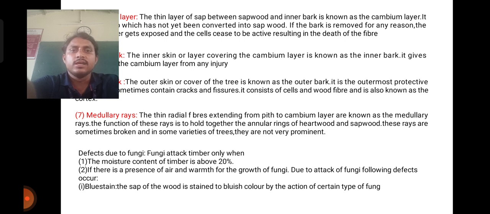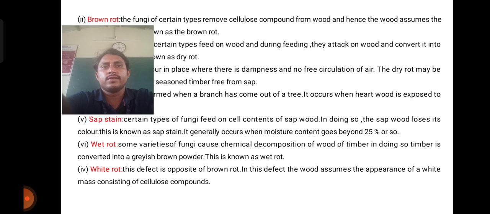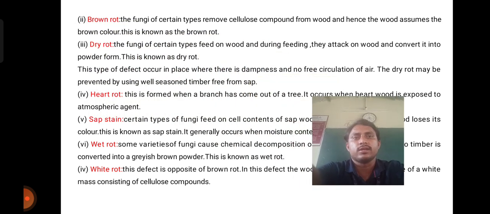The second reason is the presence of air and warmth for the growth of fungi. In conditions with air and warmth, the fungi also grow. Due to the attack of fungi, the following defects occur. The blue stain, which means the sap of the wood is stained to a bluish color. If fungi attack, some defects are produced in the timber structure.